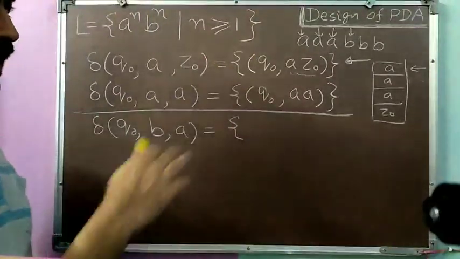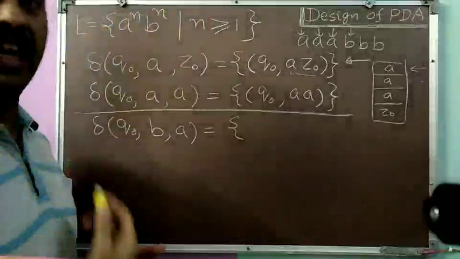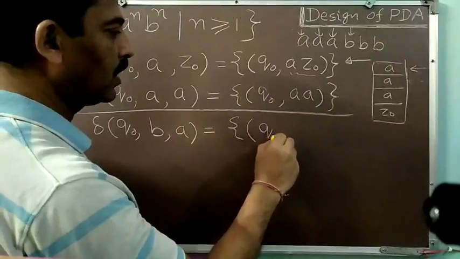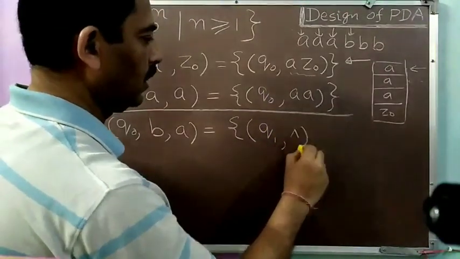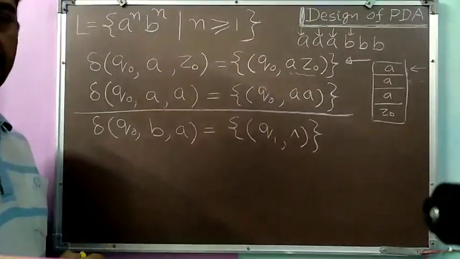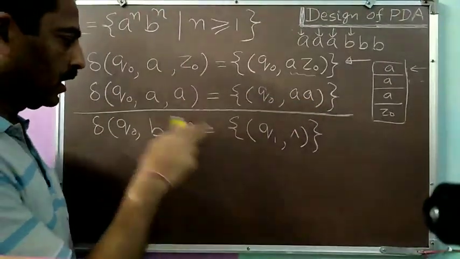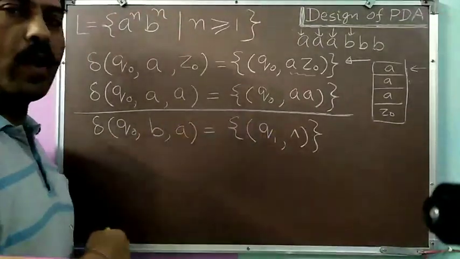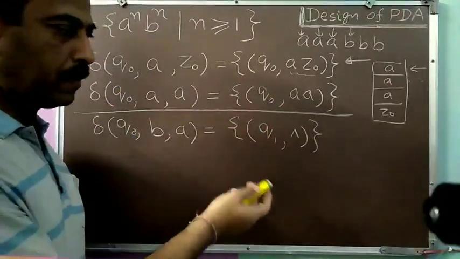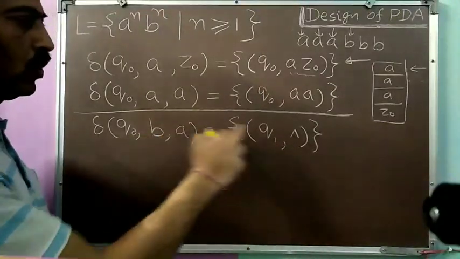What should I do in this situation? As per my strategy, corresponding to each B, I have to pop one A from there. And what is the method to pop one A? I will simply write Q1 null. Now you can observe two things I have done here. Number one, I have changed the state. Why have I changed the state? Because up till now I was performing the push operation, but now I have started performing the pop operation. Because corresponding to this B, I have to pop the topmost A. So I have to perform the pop operation. That's why I have changed the state to Q1. So from Q0 I have moved to Q1.